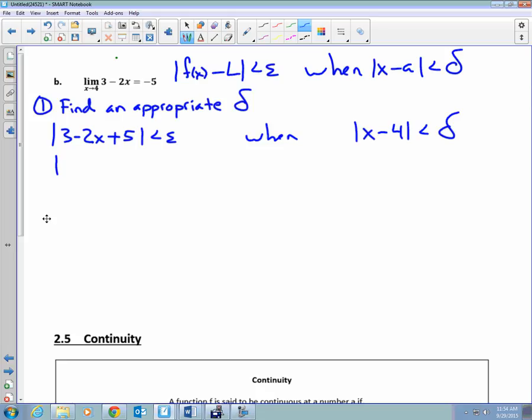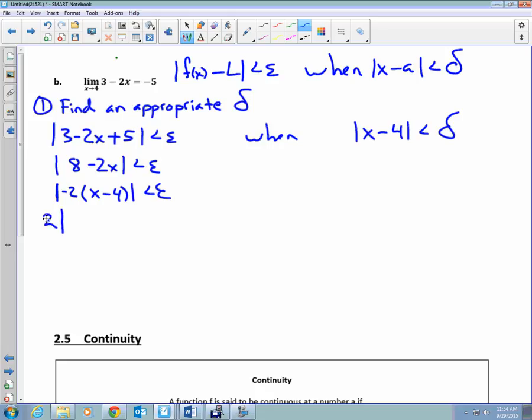Absolute value of... what should I factor out to make the left side look like the right side? Not just 2, but I factor out a -2. When you multiply things together inside an absolute value, does the negative have any bearing towards the overall value? No, so when I take a negative out of the absolute value, it becomes a positive.